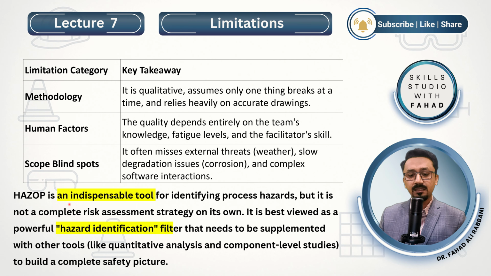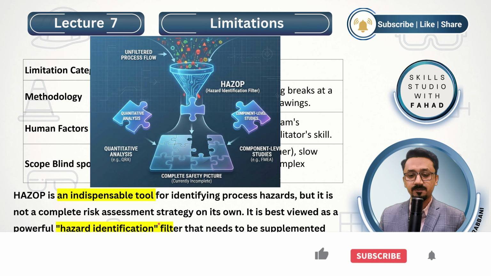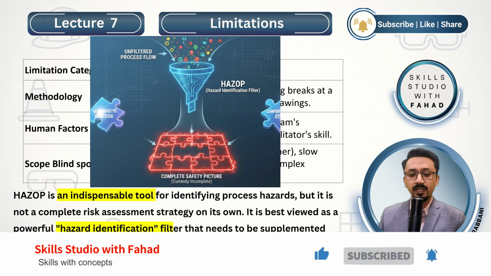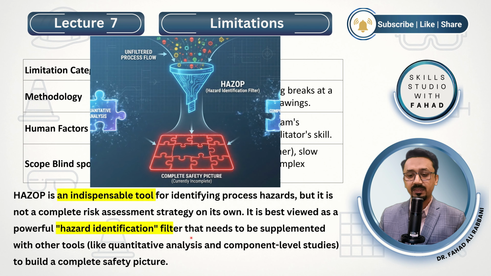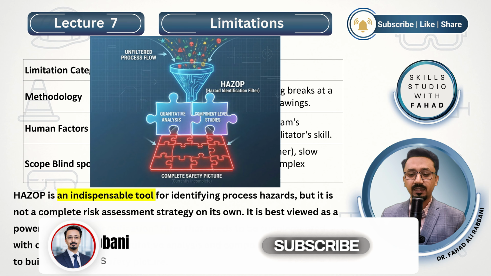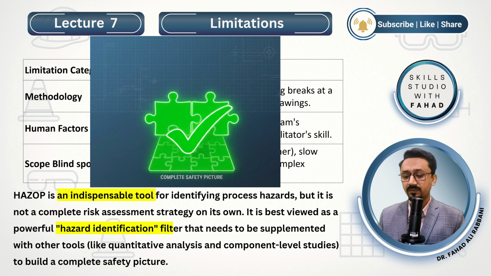Further, HAZOP is an indispensable tool for identifying process hazards, but it is not a complete risk assessment strategy on its own. It is best viewed as a powerful hazard identification filter that needs to be supplemented with other tools like quantitative analysis and component level studies to build a complete safety picture.